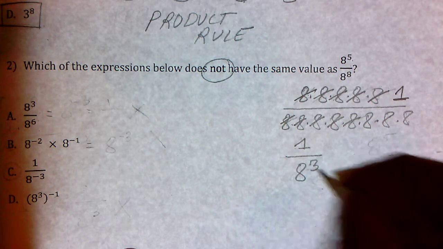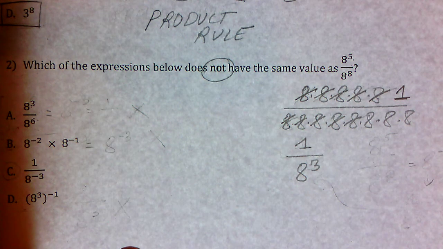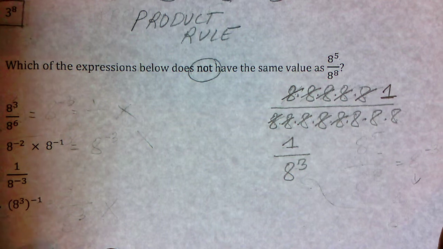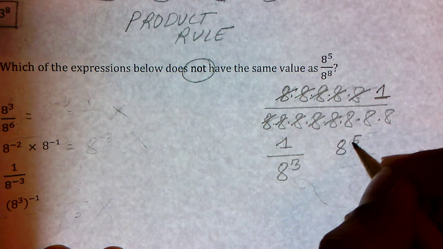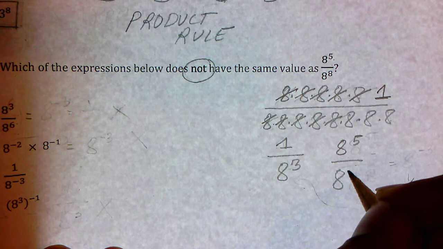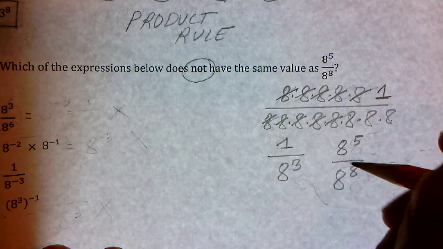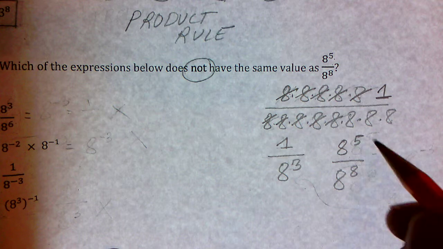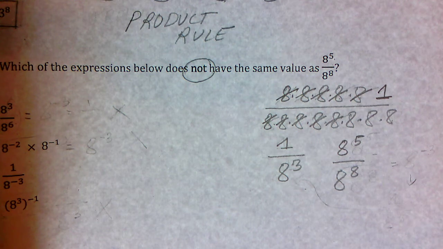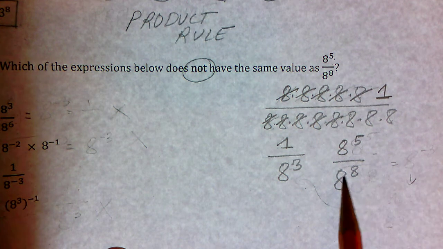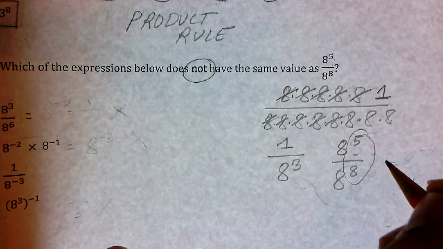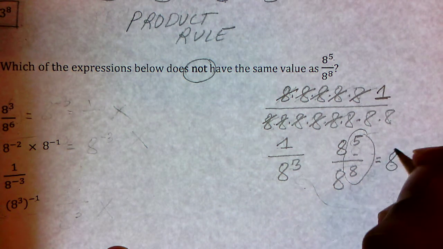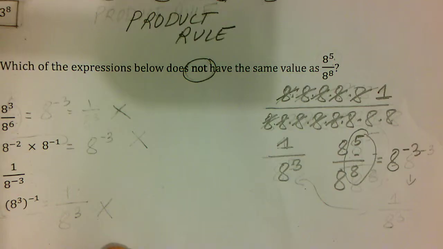to the 3rd power. Some of you may have skipped expansion, which is fine so long as you use the right rule. 8 to the 5th over 8 to the 8th. Here I have a quotient of 2 powers, so I can use the quotient rule. The quotient rule says that if the bases are the same, we can subtract the exponents, the result being 8 to the negative 3rd.